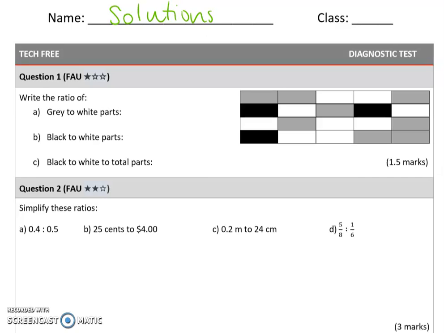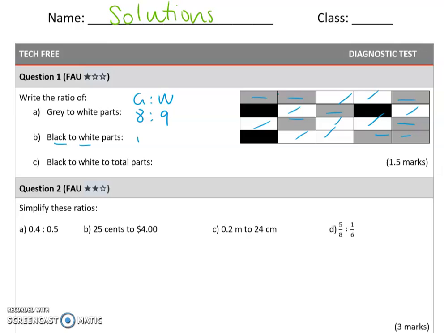Write the ratio of grey to white parts. Counting the grey parts, 1, 2, 3, 4, 5, 6, 7, 8. G for grey, there's 8 of them, to white parts, 1, 2, 3, 4, 5, 6, 7, 8, 9. Grey to white is 8 to 9. 8 to 9 has no common factors, so it cannot be reduced.